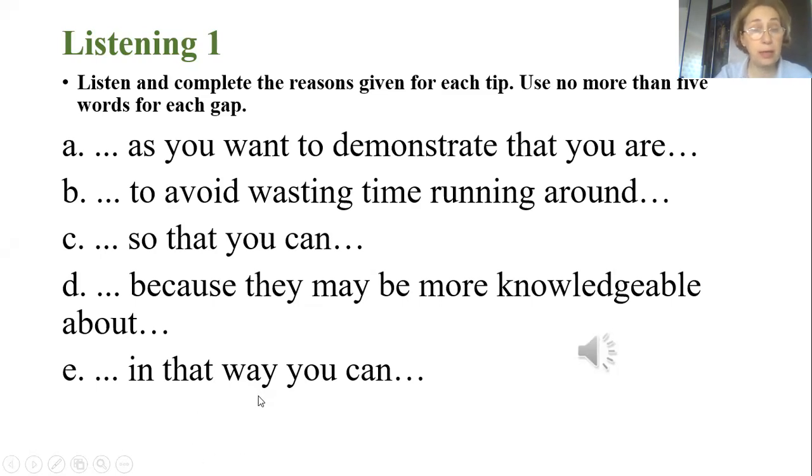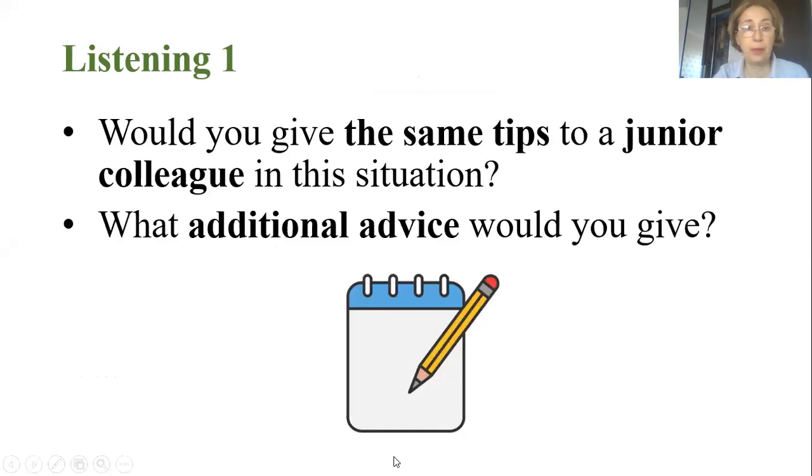Well, okay. These are the tips for the first ward round. Can you think of any other additional advice that you can give to a junior colleague? Or do you agree with these tips? Would you give the same tips? Or can you add anything?